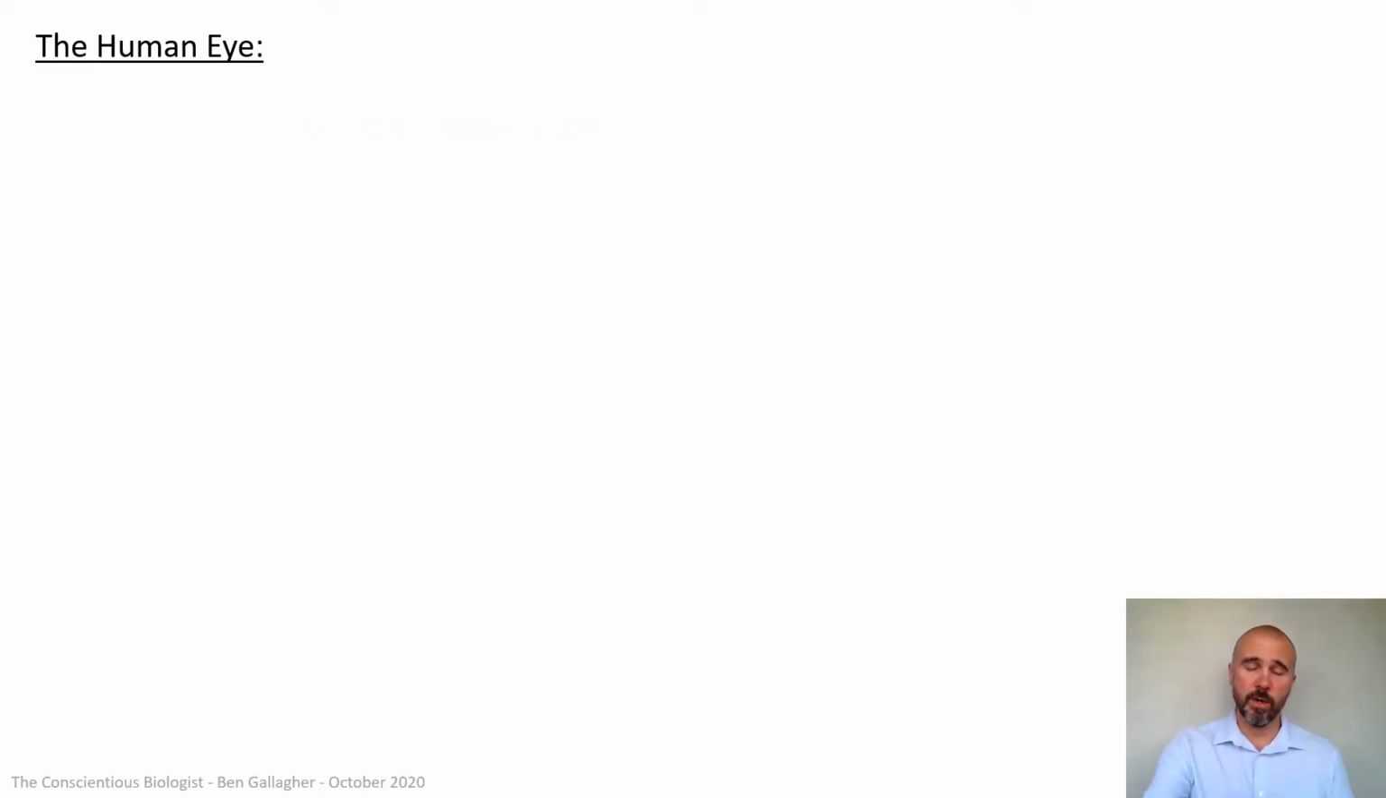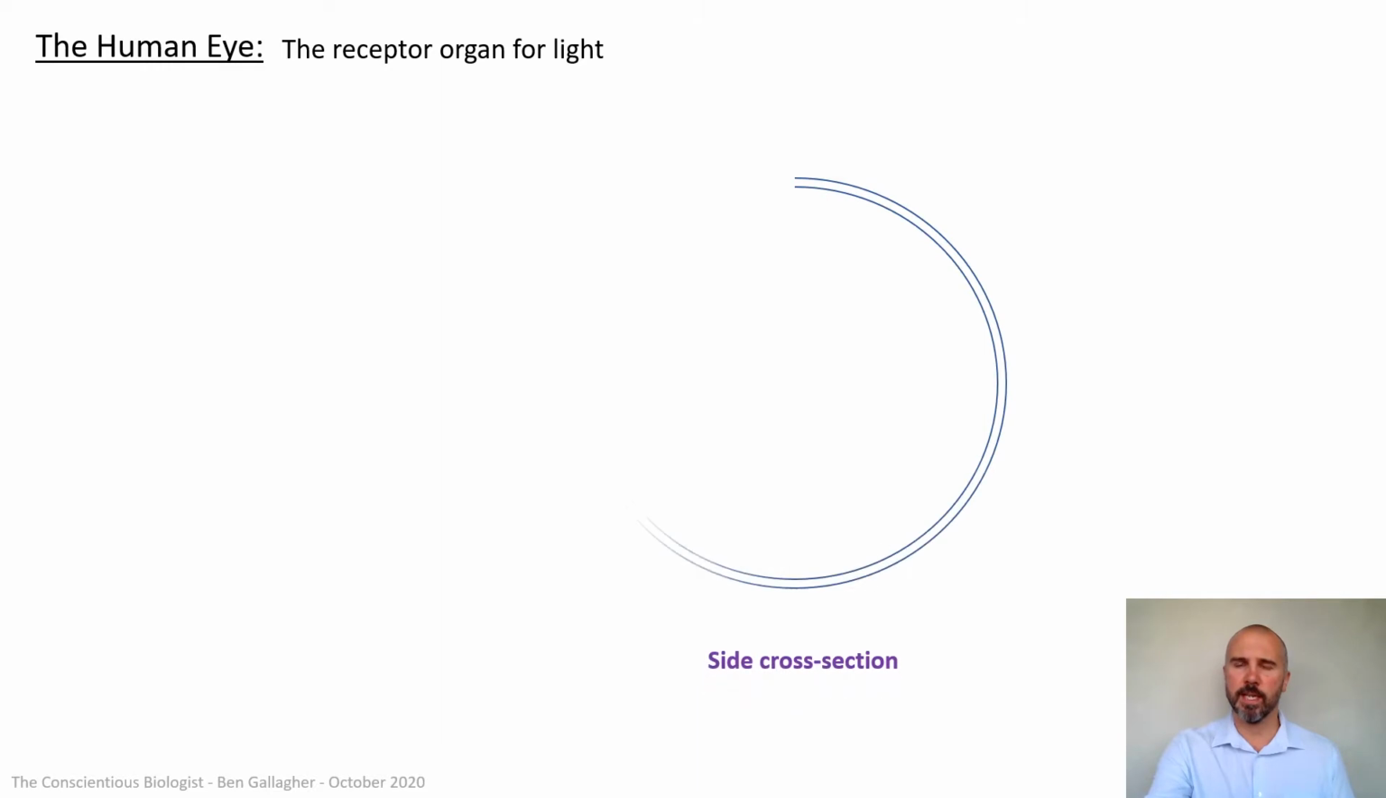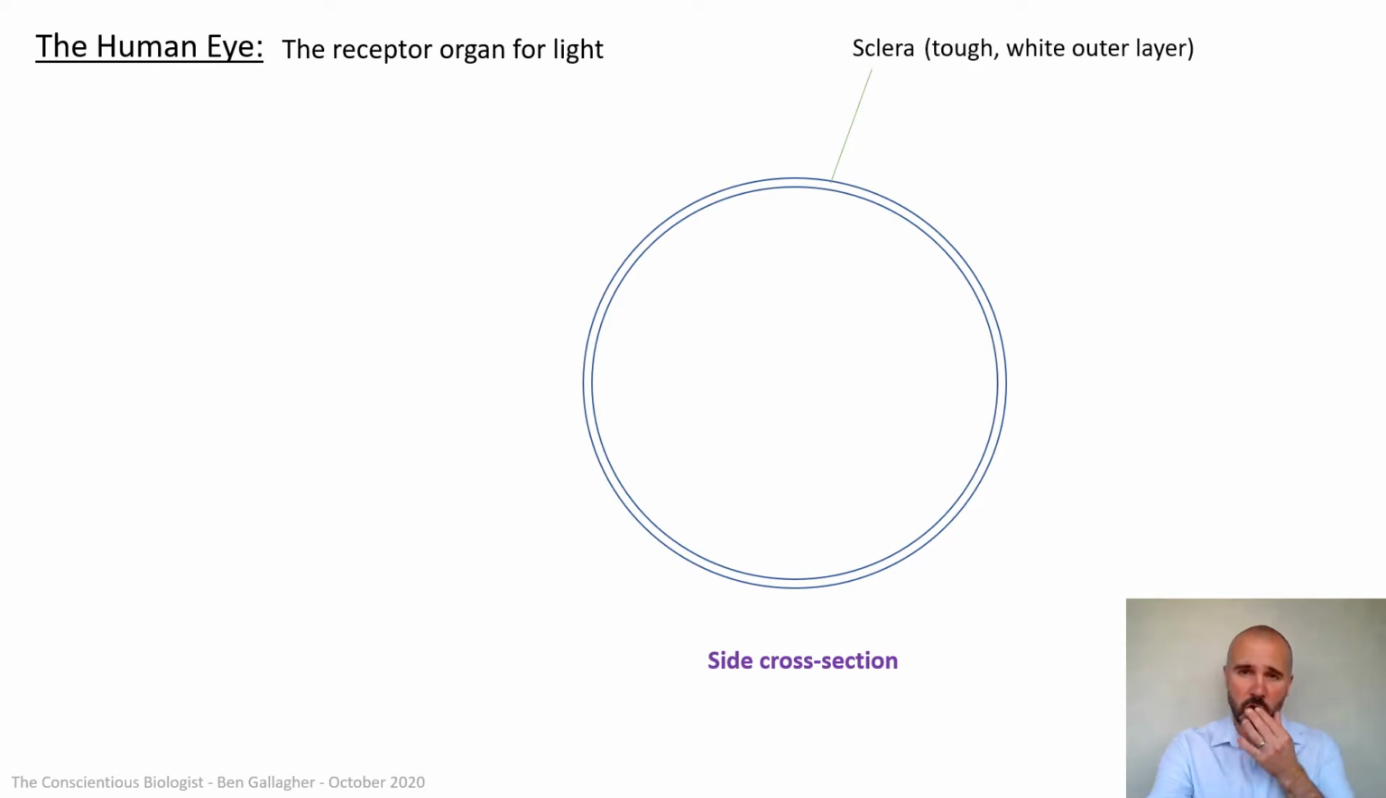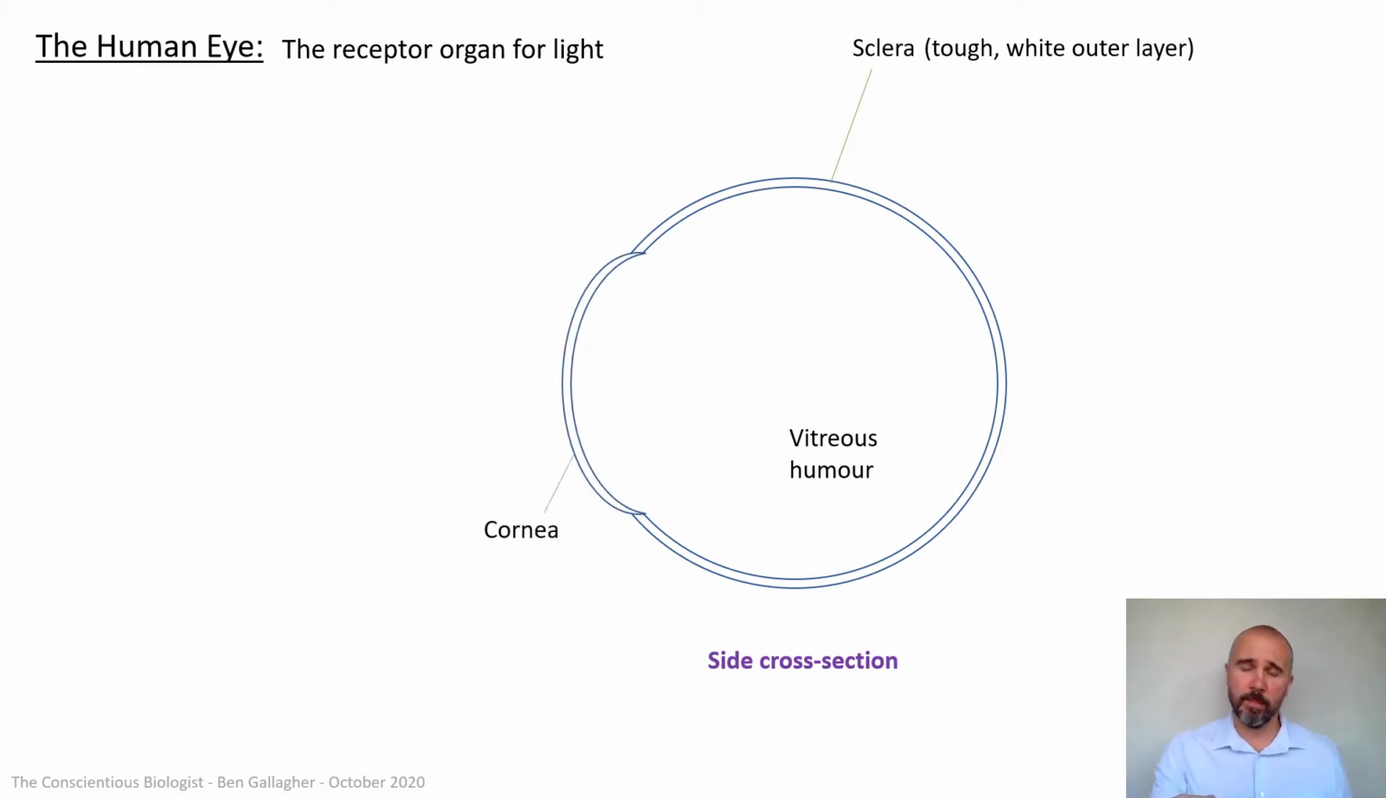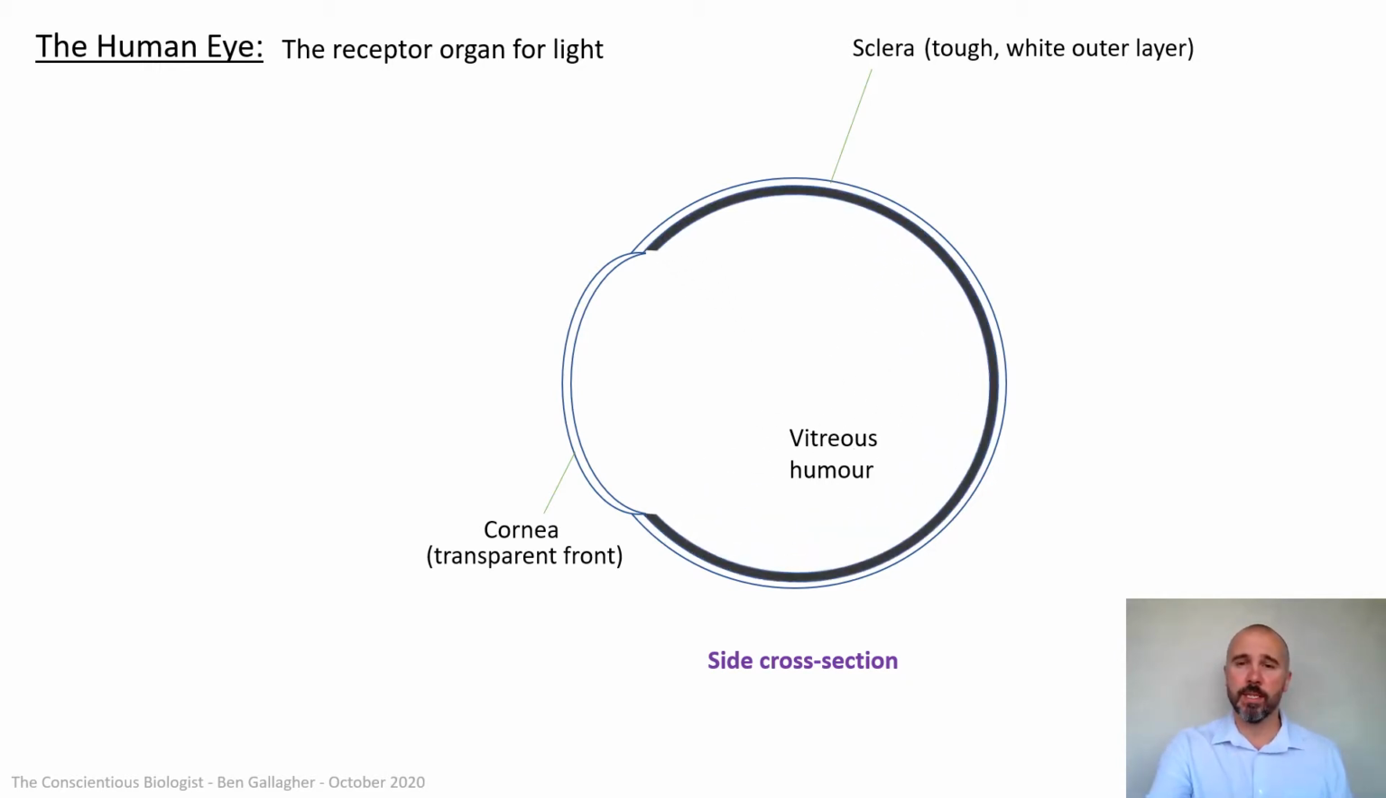So let's do that very quick run through of the human eye as the receptor organ for light. This is purely so that we can put everything else in this video into context. So remember, the eye is basically spherical, and that tough outer layer is called the sclera. That's the white layer around the outside. Inside of that, you've got a liquid called the vitreous humor. So that makes the eye this kind of bag of fluid. Now, the front of the eye, if you remember, kind of bulges out and is transparent. That's the cornea. The cornea is transparent to allow light to come through into the eye.